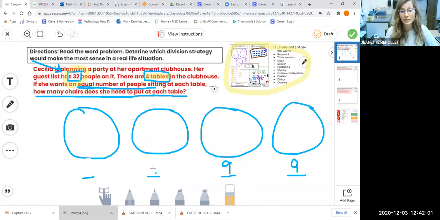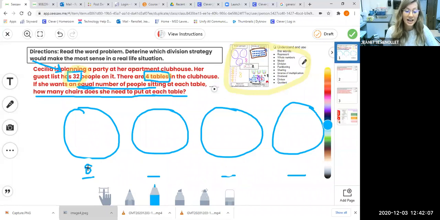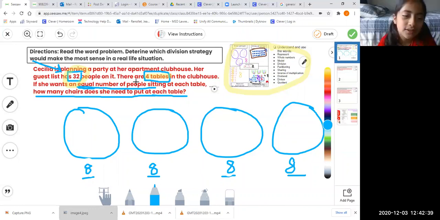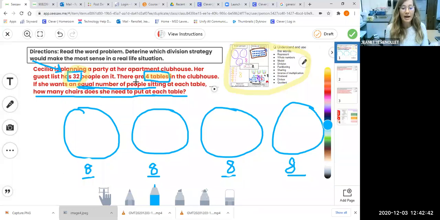Okay, the other answer we heard was 8. So we're going to guess and check for 8. 8, 8, 8, 8. Who can check our work? Find out, is that the equivalent amount that Cecilia would like to invite? Who's got the product? Gloria, go ahead. It's 32. That's the amount we need.